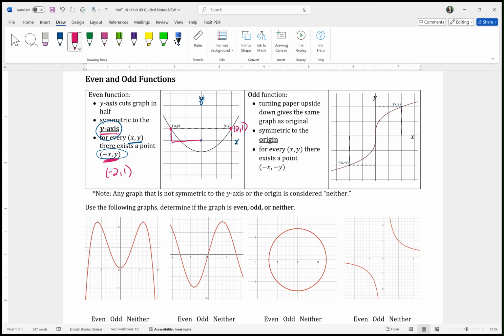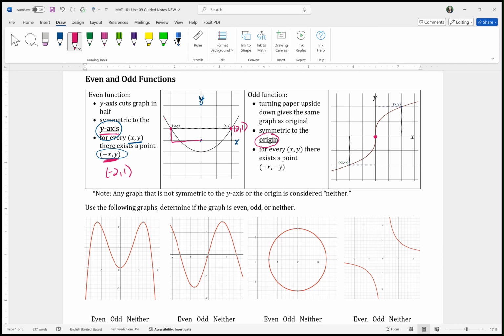Now, for odd functions, you can do this really easily, I think, on paper. If you have the function on the paper and you turn your paper 180 degrees, or upside down, so the top becomes the bottom, that graph is going to look exactly the same if it's odd, okay? Another way to describe this is that it's symmetric to the origin. The origin is right here in this one.